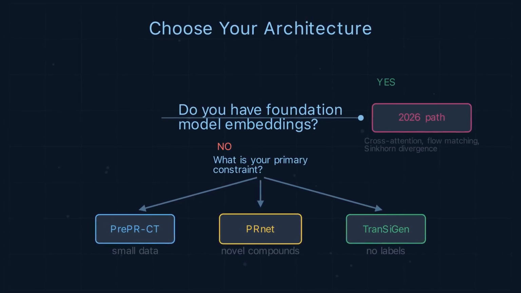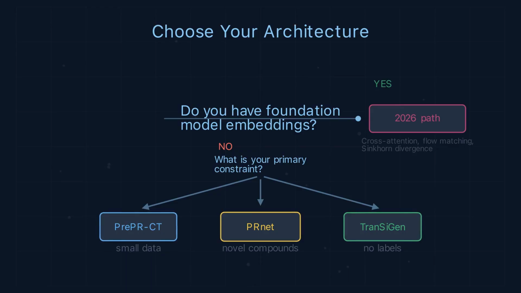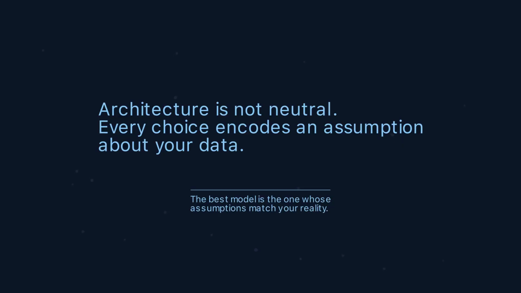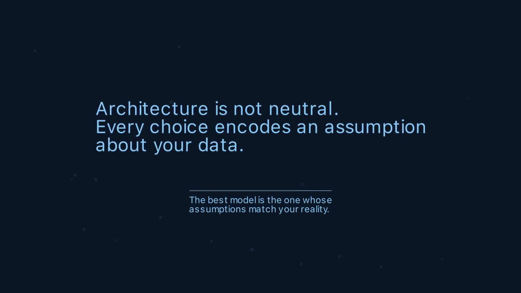The complete decision framework. Each path is valid. Each encodes different assumptions. Architecture is not neutral. Every choice you make, from the cell encoder to the loss function, encodes an assumption about your data. The best model is the one whose assumptions match your reality.